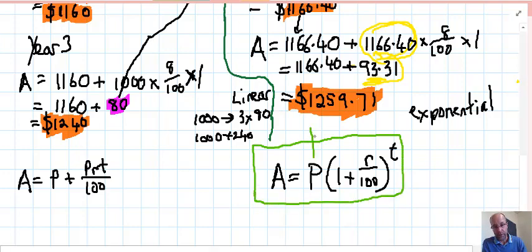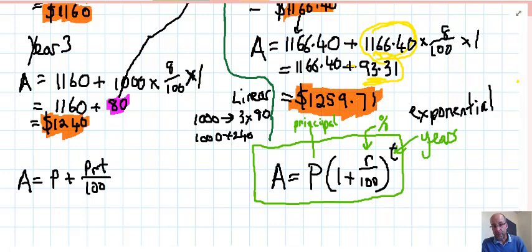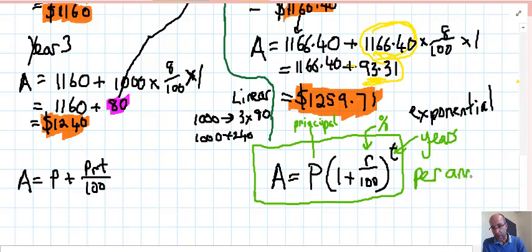Okay, so P is the principal, R is the rate as a percentage, remember that if the rate's given as a percentage, you divide it by 100, and T is the number of years or the number of time periods. Okay, so that's for simple situations. That's for per annum. Okay, that's compounding once a year.